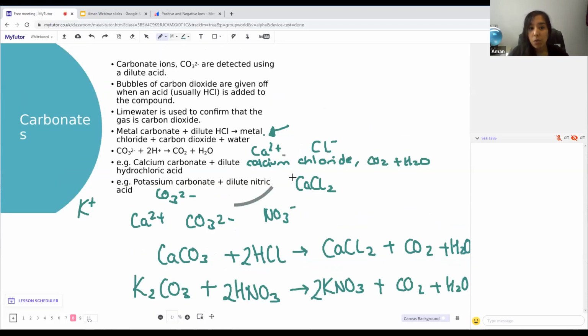So as I said, the test for a carbonate is we add a dilute acid, and then we test the gas using lime water, and if the lime water turns cloudy, then we know we've got carbon dioxide produced, and therefore carbonate ions are present.